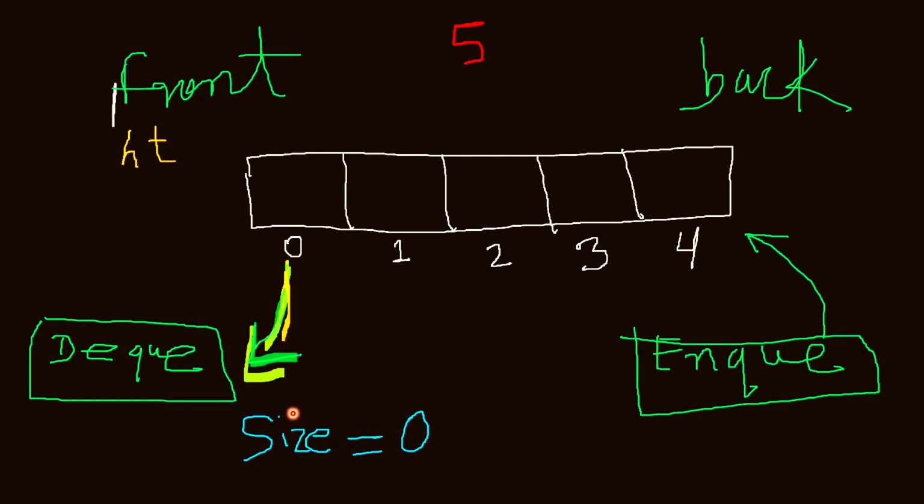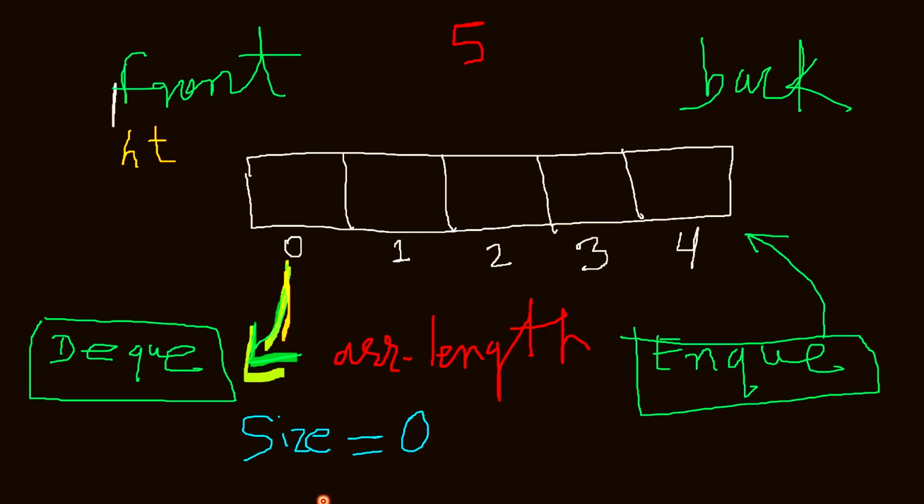If the name of this array is arr, and we call the method length, it will return what? It will return 5, right? Because the length of this array is 5. But the size is still 0, because there is no element in it, isn't it?